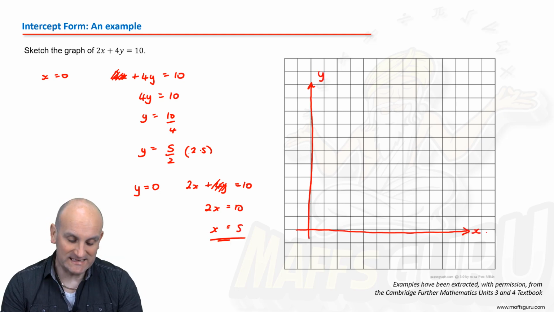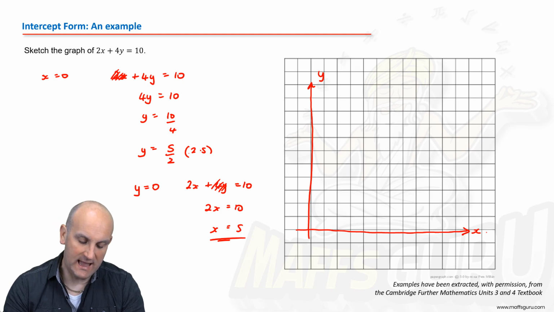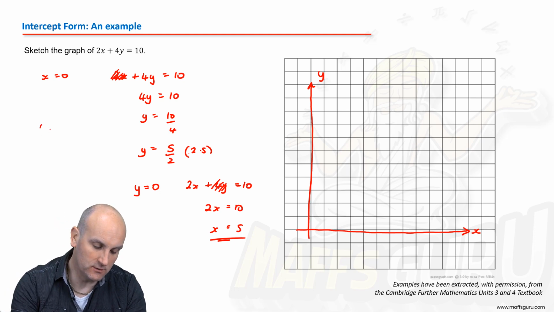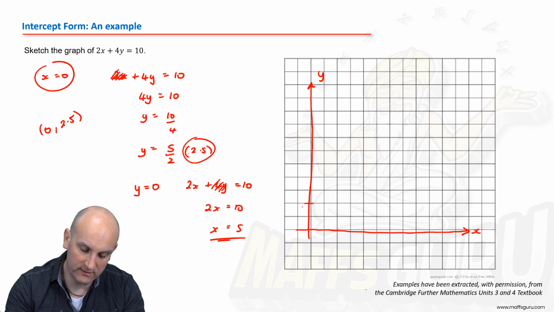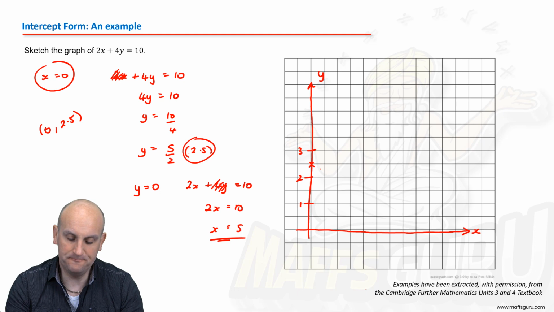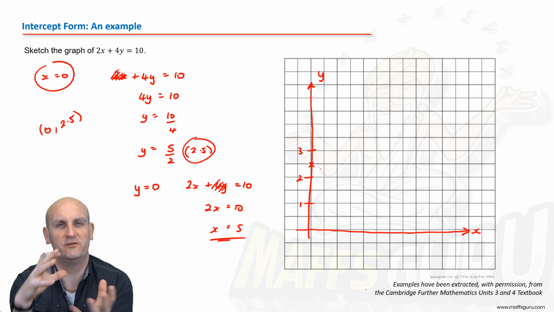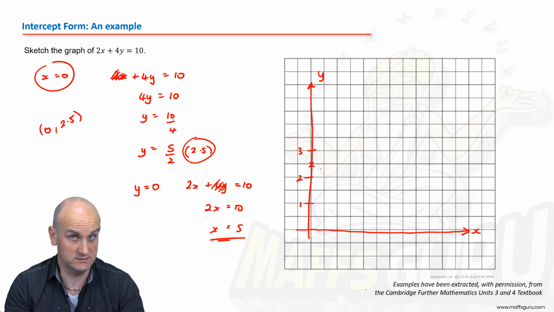So I can draw some axes, and let's see what we have. We have the coordinate position of 0, 2.5. Where do we get that from? x equals 0 and y equals 2.5. So 0, 2.5, let's say that's 1, 2, 3, and let's put a cross there. And again, I'm making my scale big enough so that it's not all scrunched up.